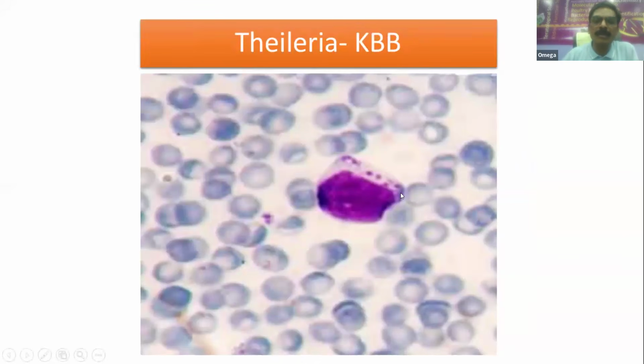Then KBB is one of the common findings. So you can see the Koch blue bodies in the cytoplasm of the lymphocytes.